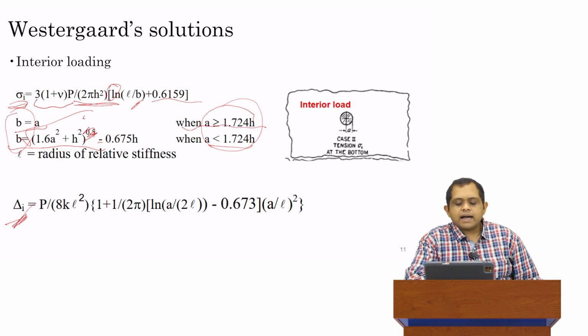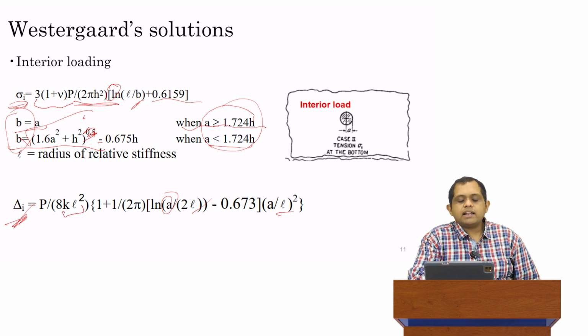And then for delta I, you'll see B is curiously not there. We go back to using A. L is, of course, still there as expected. And here again, K and L make a comeback. So we do have K over here. And as I pointed out, we have to be very careful with the units in this case.